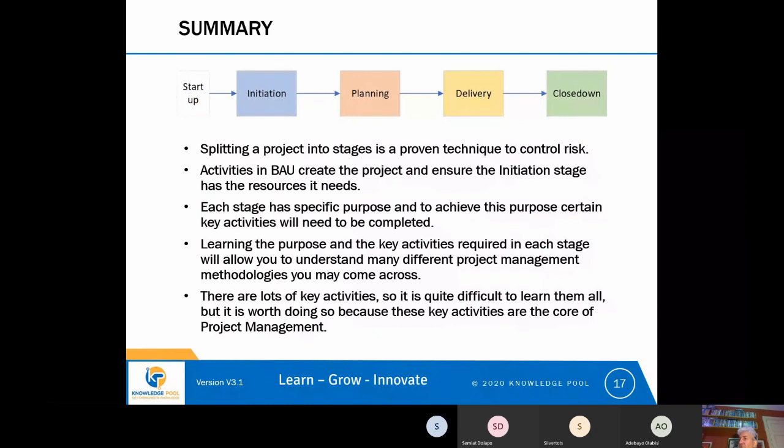In delivery, we build all the deliverables, we test them, and we implement them into the business. Then we close down the project and we tear down the management structure that was set up during initiation. This technique of splitting the project into stages has been proven over many years to be a very good control of risk because it stops the project getting ahead of itself. It stops it trying to deliver solutions before it really understands the problem, and it makes sure that risks are properly considered. So this is why we split projects up into these stages.